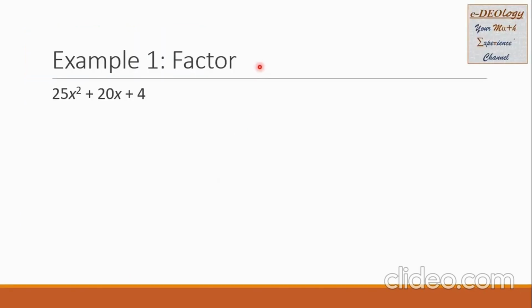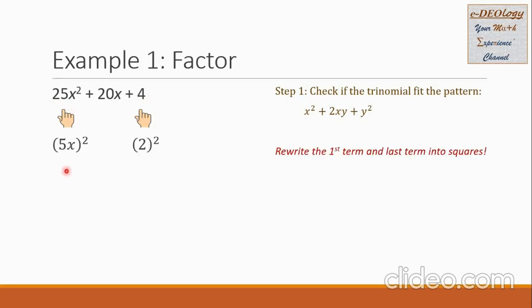Let us have example 1. Factor the trinomial 25x squared plus 20x plus 4. Let us check if this trinomial is a perfect square trinomial. First, our 25x squared and the number 4, we can rewrite as the square of some terms. So the 25x squared is now the square of 5x, and the number 4 is 2 squared.